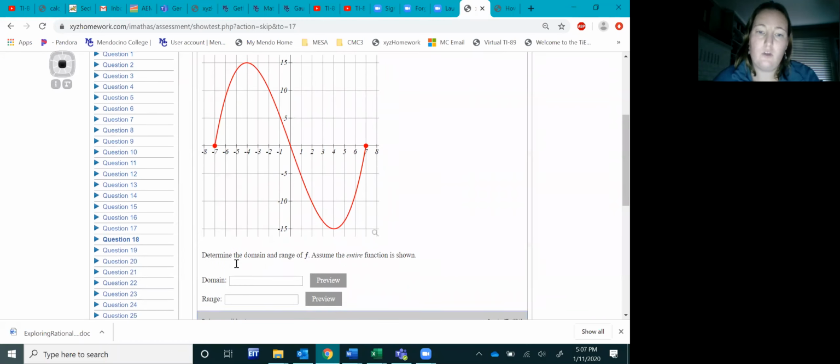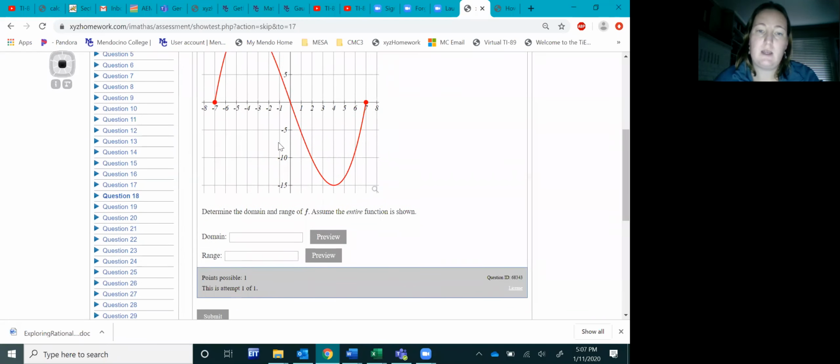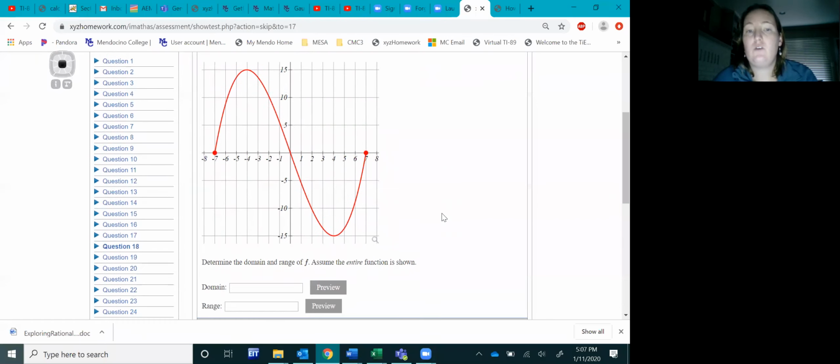This is asking for the domain and range, and again, it doesn't specify the format for it until you click in here and it says interval notation. Do recognize that interval notation, domain and range are not about intercepts. That is one of the main mistakes on this problem.